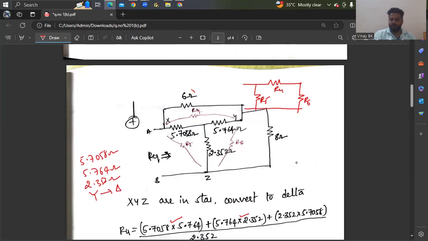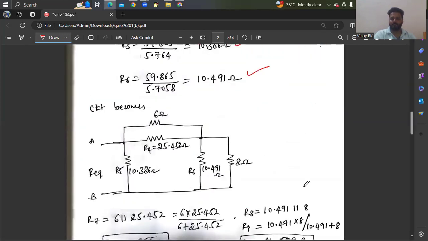And R4 is parallel to 6 ohm. Here we'll be having a 6 ohm resistor. And this R6 is parallel to 8 ohm, so that 8 ohm is parallel to R6, like this. R4, R5, R6 just now calculated. So that is the circuit which looks like this.